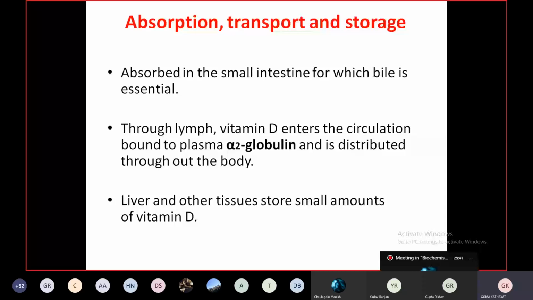Vitamin D is fat soluble. Very good. Okay, vitamin D is a fat soluble vitamin. So, like other fats, for the absorption of the fat, you require the bile, because bile helps in the formation of micelle, and that helps in the absorption of fat as well as the fat soluble vitamins, that is vitamin A, D, E, and K.